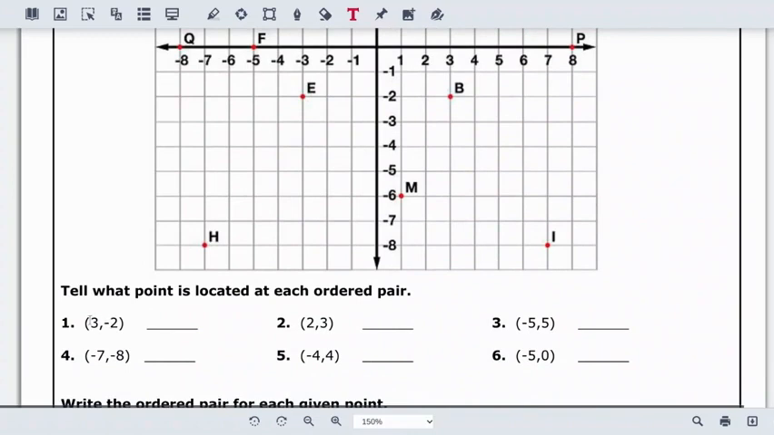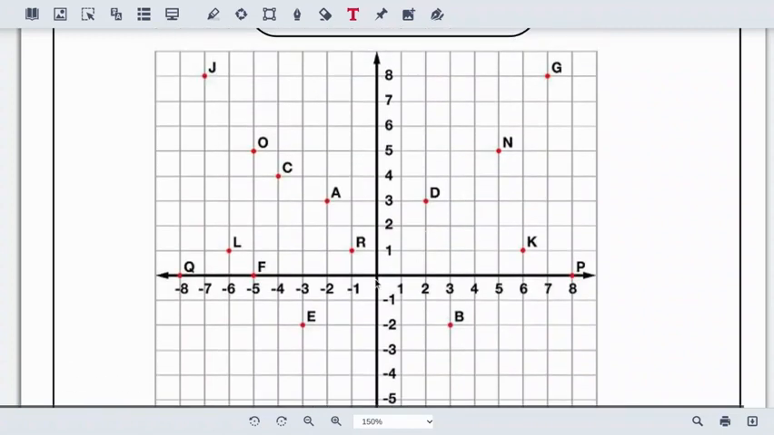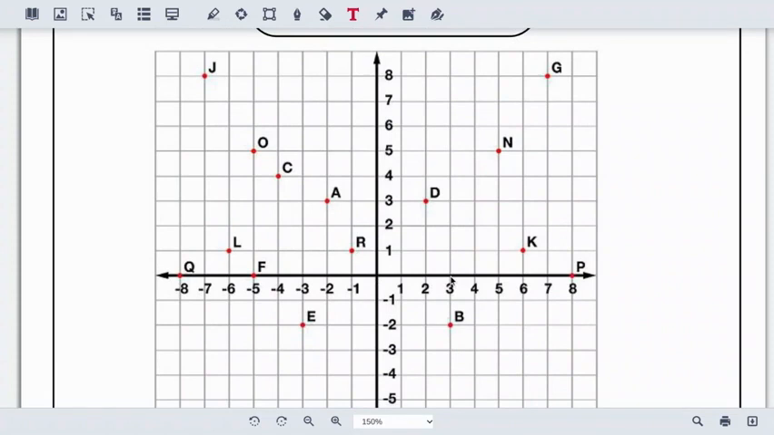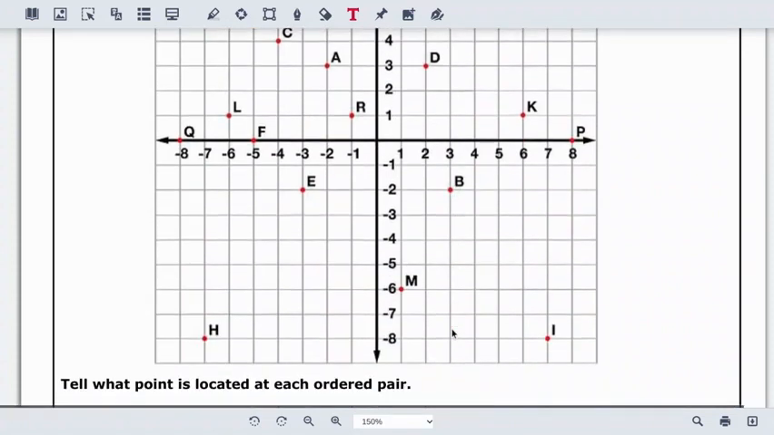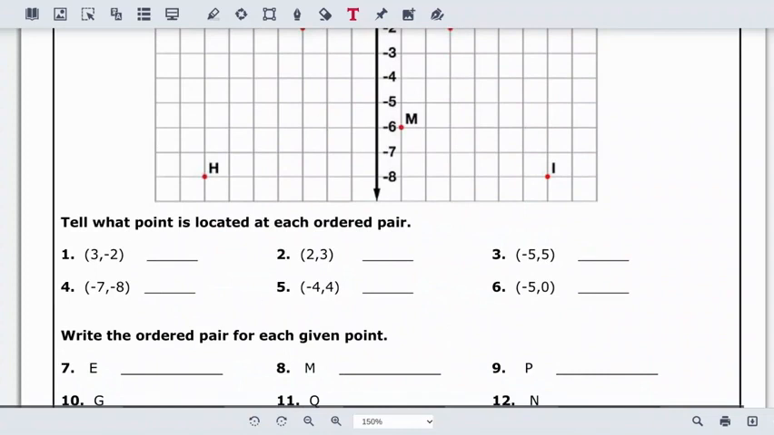So let's go find out what matches up with +3, -2. So I start in the middle at 0, and I go 1, 2, 3. And to go to -2, I'm actually going to go down 1, 2, and I see the letter B. So pop a B there.